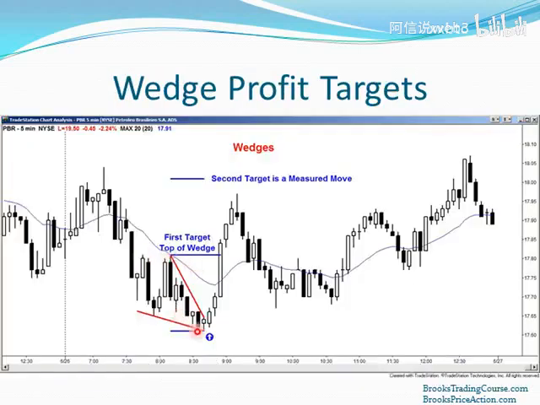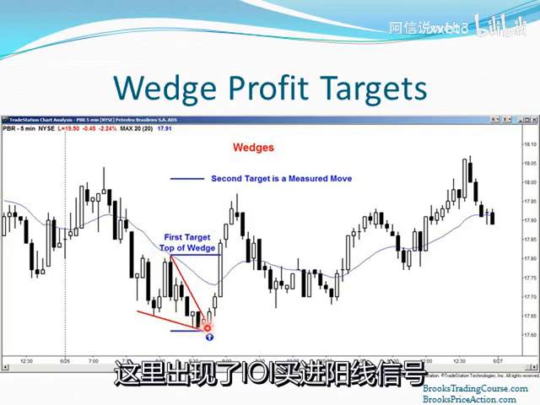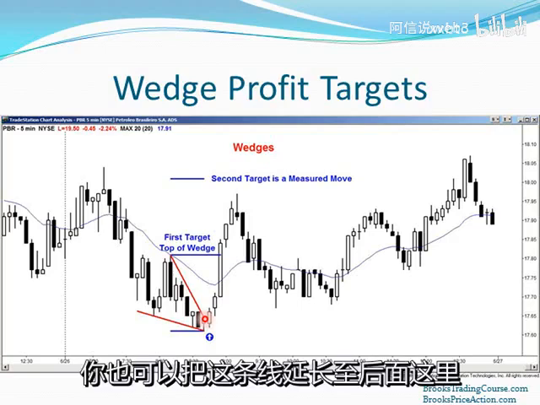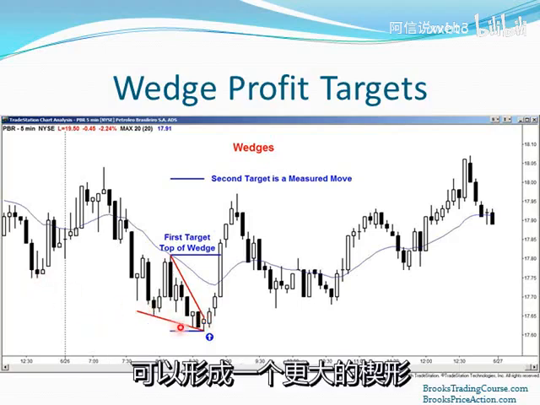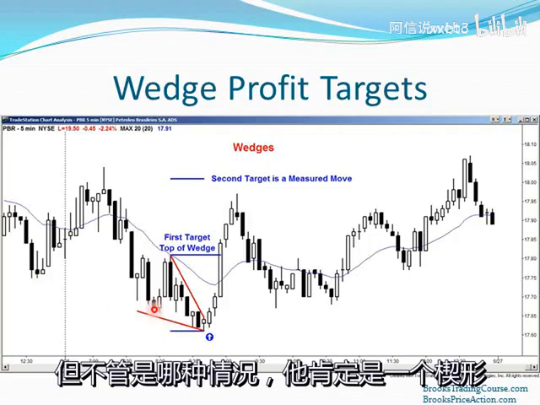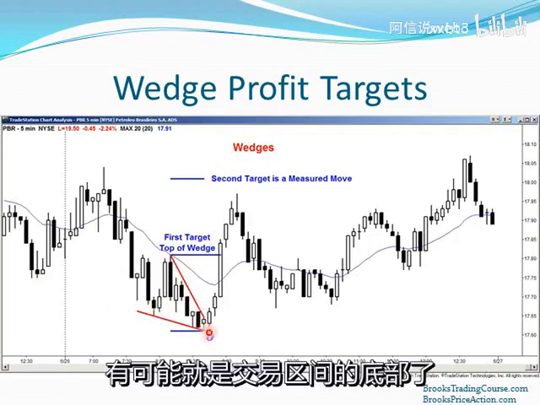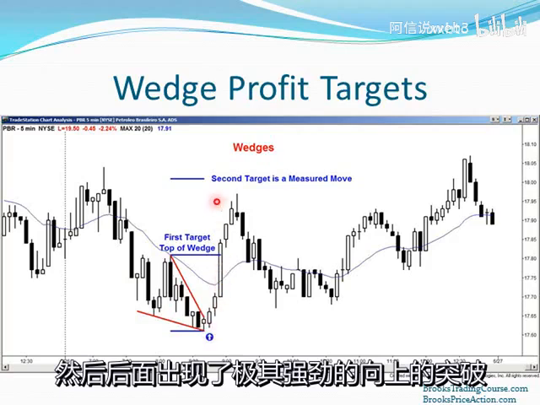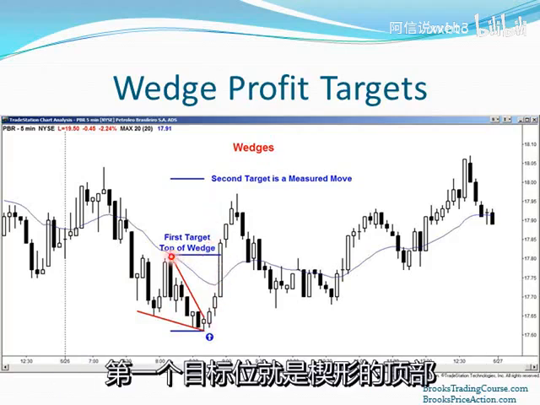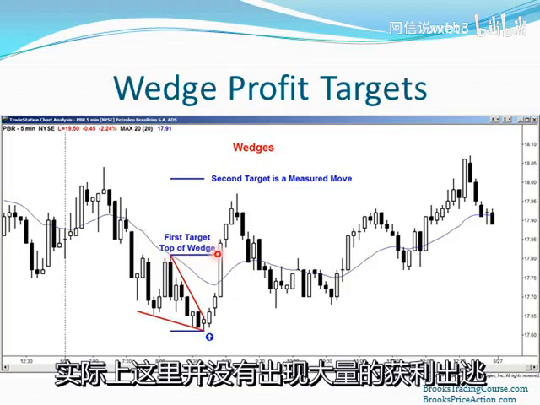So for example, we have a wedge bottom, and we have an IOI buy with a bull body, so a reasonable buy. You can also extend this line back here and form a larger wedge. But in any case, we have a wedge bottom, a lot of two-sided trading, might be the bottom of a trading range. And then we have an extremely strong bull breakout. First target is the top of the wedge.